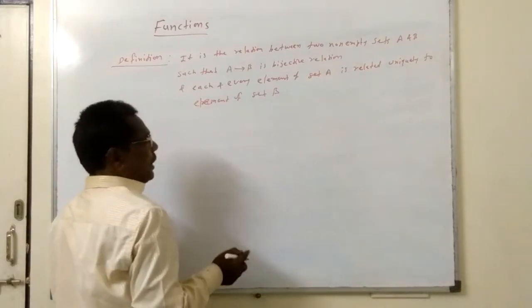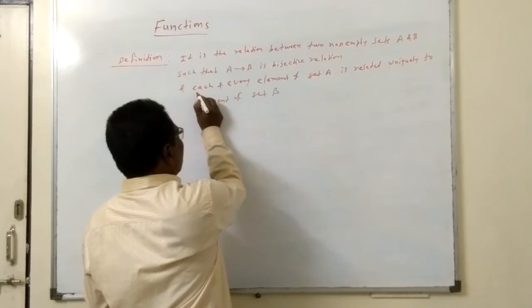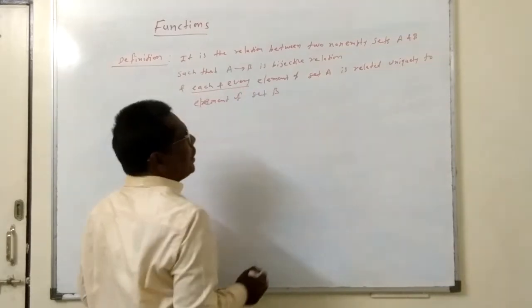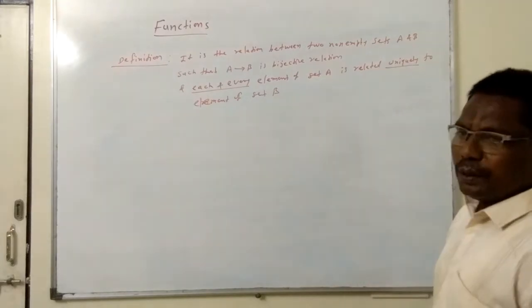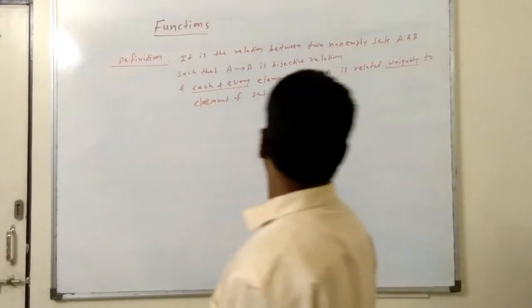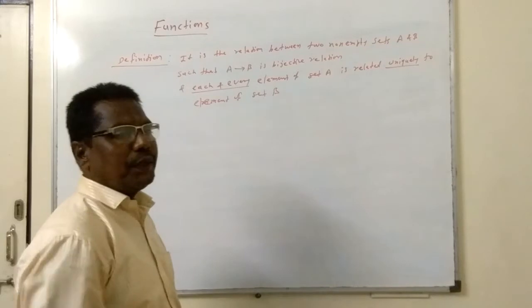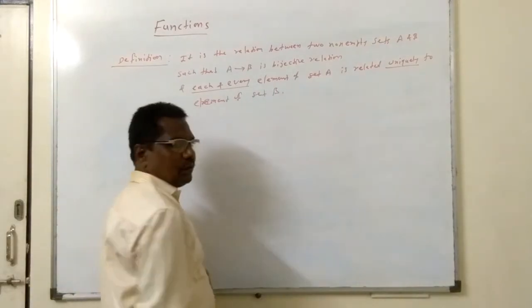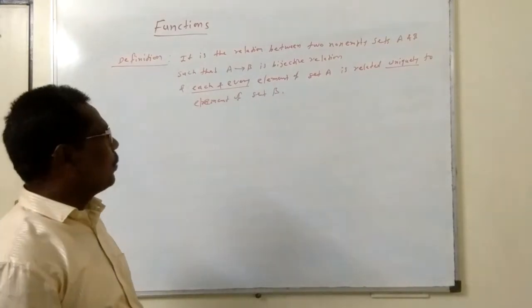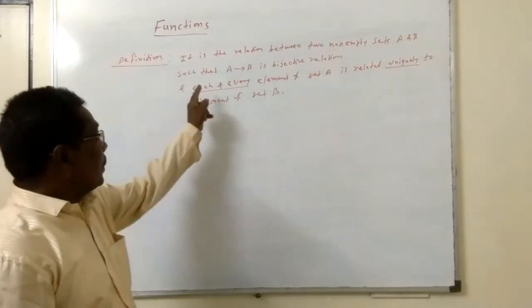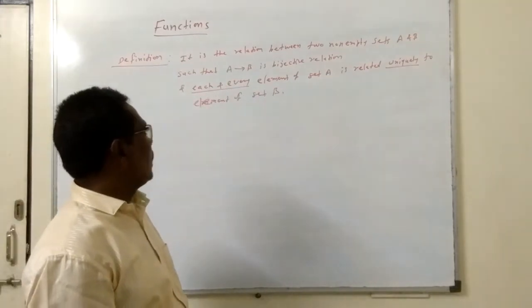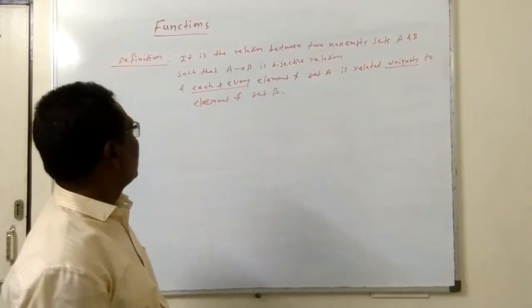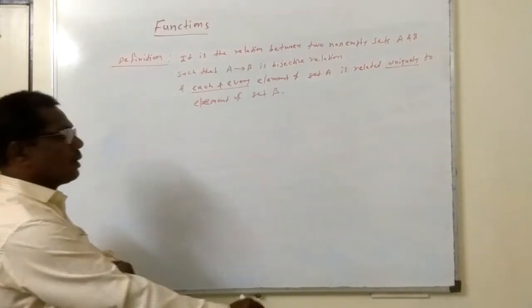That relation is the bijective relation, and this is very important: each and every element, and uniquely. Each and every element of set A is uniquely related to an element of set B. Then and only then is that relation a function. So every relation is not a function.